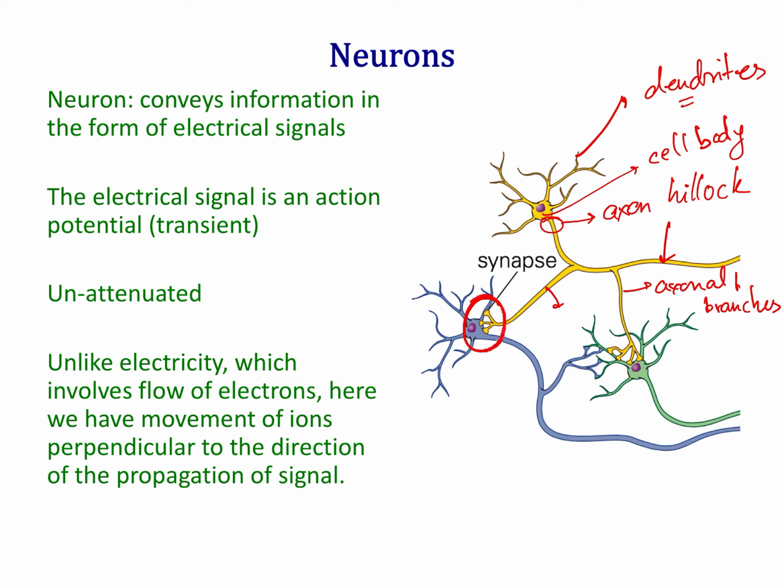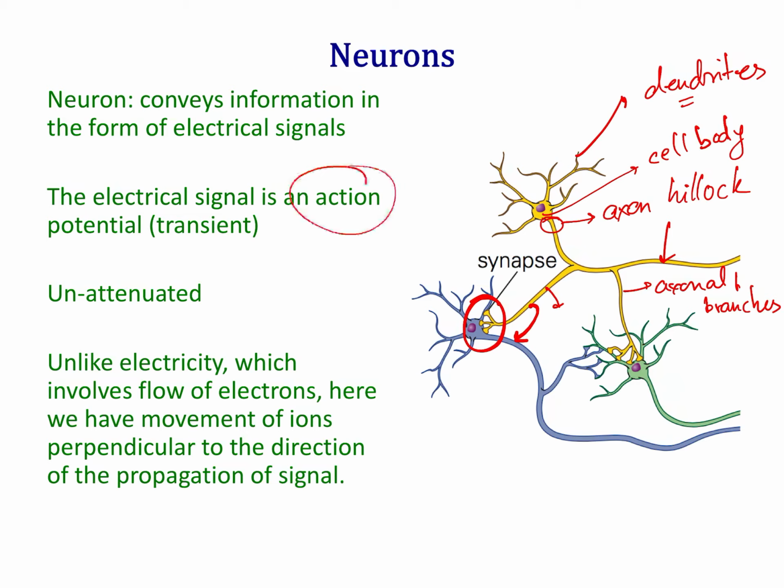Which leads to a synaptic terminal shown here. And this synaptic terminal sends electrical signals from this neuron to the next neuron. Now the electrical signal itself is called an action potential, which is essentially a transient change in the voltage across the membrane.